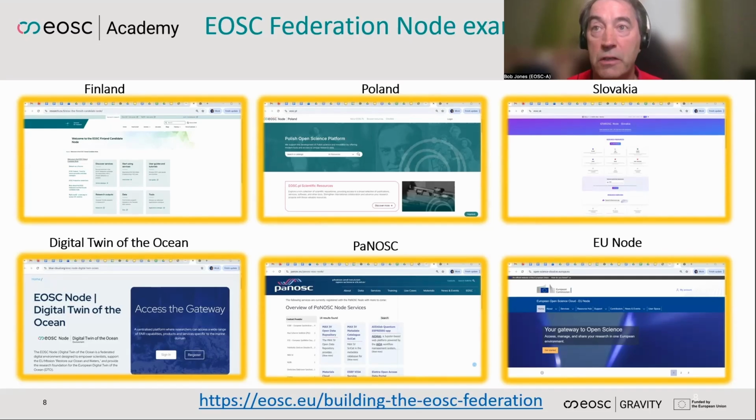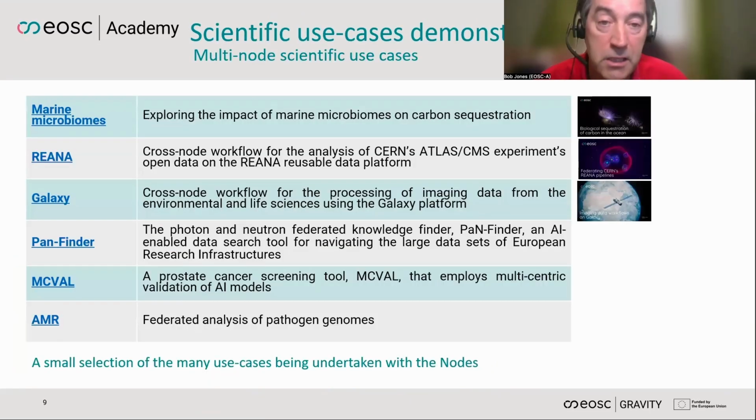Now, with those nodes, they've been working on a number of scientific use cases which have been demonstrated starting in 2025. Each node was asked to nominate or identify a number of scientifically relevant use cases. And a number of the nodes, of course, picked the same sort of use case. And we now have multi-node use cases. That demonstrates the added value of the Federation. On this slide, we just show you a small number of them, 6 of them, just to show you examples that exist.